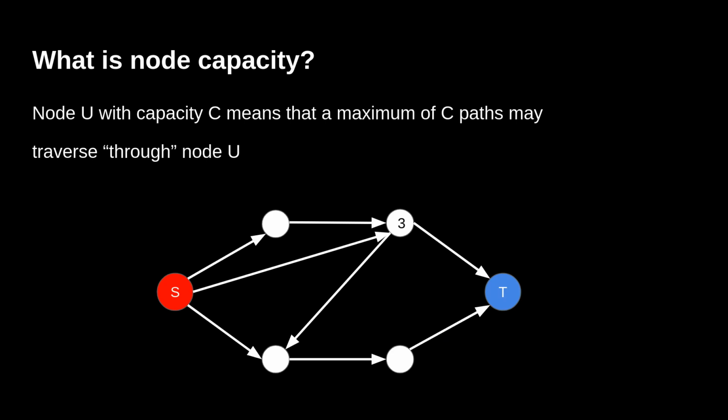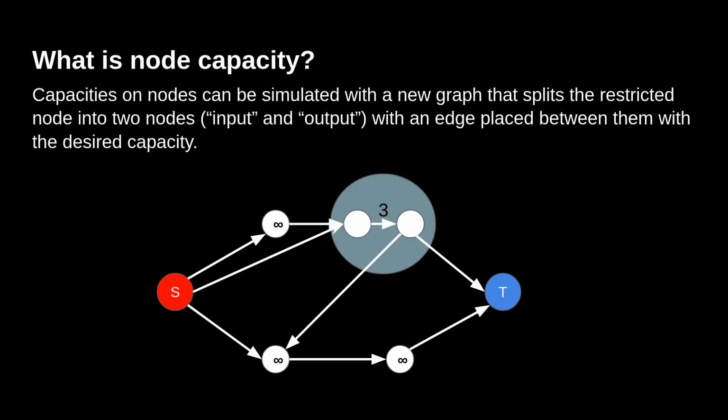So sometimes we also see capacities on the nodes. This is not quite as frequent, but can be simulated by essentially splitting the node with a capacity, or splitting all nodes and assuming nodes without a capacity constraint have a constraint of infinity, and creating an edge between the input node, which takes in all incoming edges, and the output node that outputs all outgoing edges from this node.